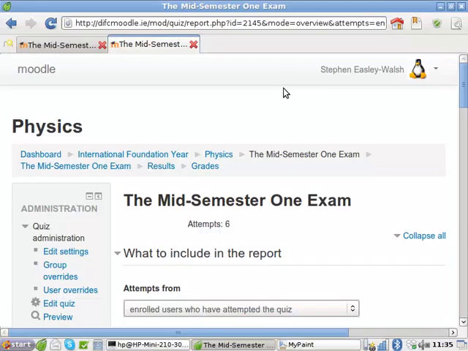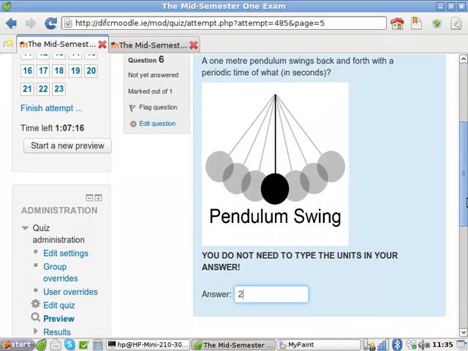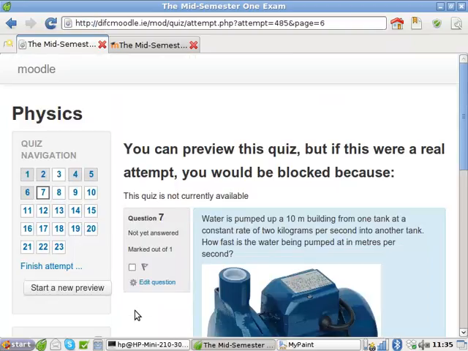Which one? I wrote 56. But you're saying the correct answer is 6.2. Did I? This is the other one. There are 2 pendulum questions. One for the speed and one for the time. It's the same picture. Just check.